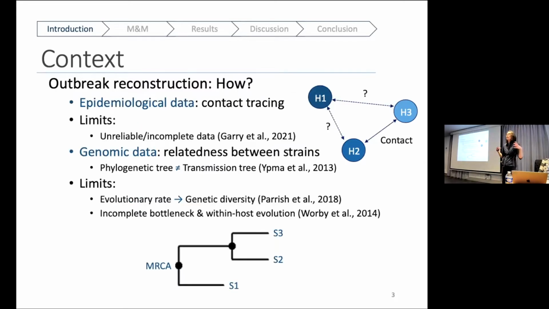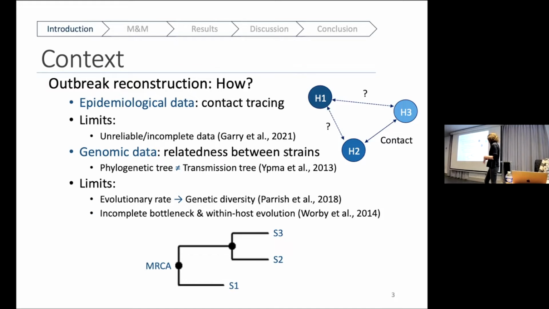One way to reconstruct an outbreak is the use of contact tracing methods. However, the data collected is not always available, reliable, nor detailed enough for accurate reconstructions. Another way is the use of genomic data, which informs us on the relative closeness of strains. Frequently, this data is applied to the reconstruction of phylogenetic trees.